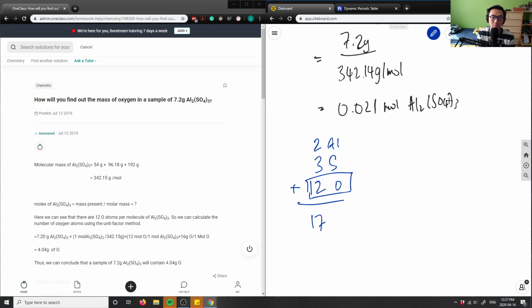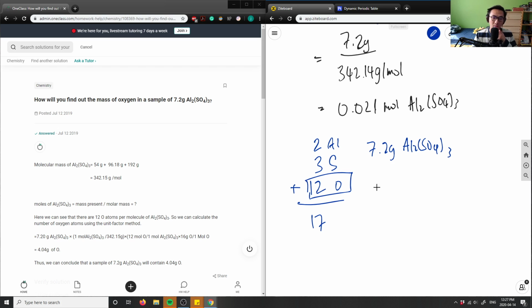So we have here again, we have 7.2 grams of aluminum sulfate. And what we are going to do is solve for our moles, right? So we have here, which was 0.02 moles. And what we can do is then multiply that by 12, because we have 12 oxygen atoms. Then we can multiply the molar mass of oxygen, which is 16, to get our solution here.